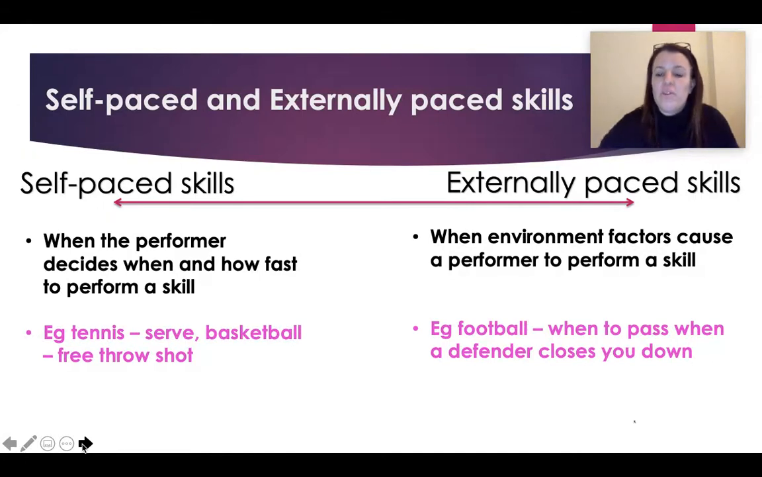Externally paced skills are when environmental factors cause a performer to perform a skill. So in football, when to pass is dictated by when the defender is going to close you down. So the external person is affecting how you perform that skill.